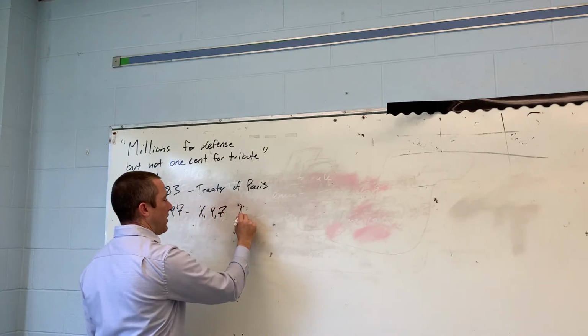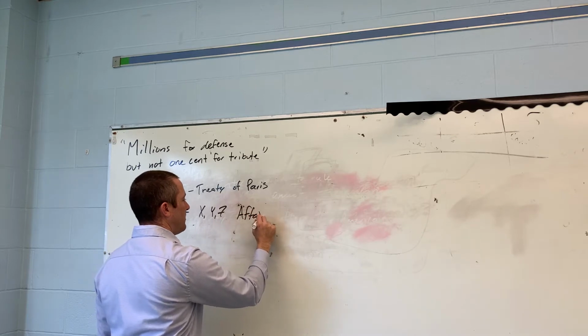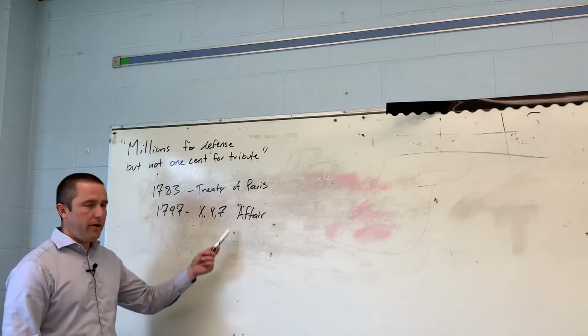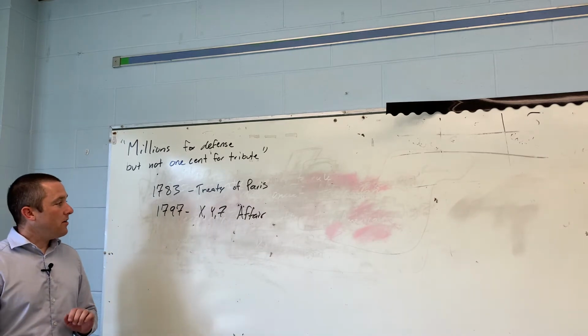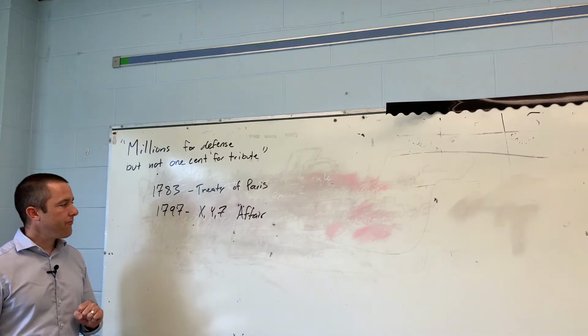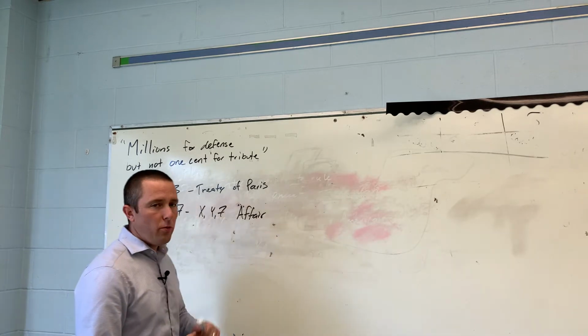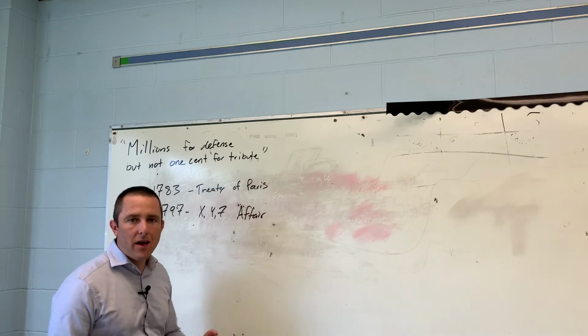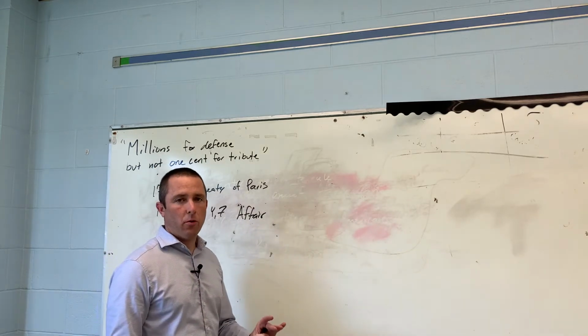1797, it's given a dollar value in what's known as the XYZ Affair. I apologize, it's a little difficult to see, but we're actually in a real classroom here, and this is what it really looks like. So XYZ Affair. Okay. Before we get to that, there's an undercurrent, meaning like an underlying mood that we really need to understand before we get into it.